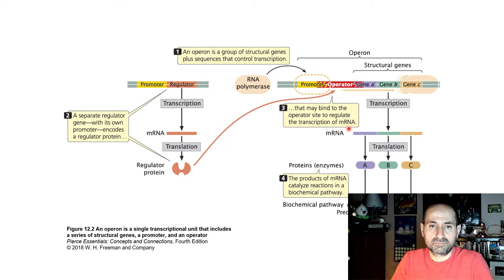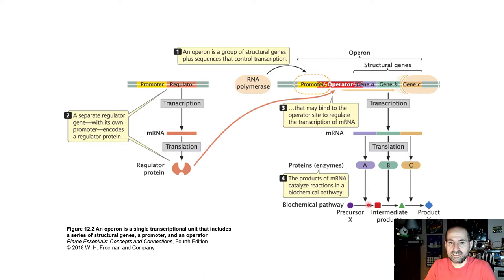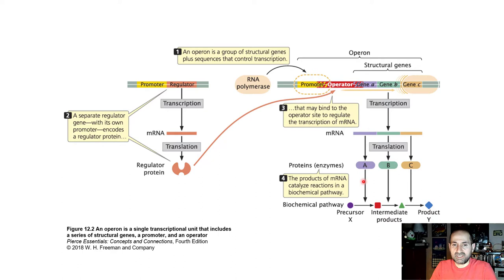Now, once this is transcribed, remember the RNA polymerase transcribes this operon. Remember I said you end up with one really long mRNA with gene information for gene A, gene B, and gene C. Three different gene information on one really long mRNA, and that's translated into protein A, protein B, protein C, which usually plays a role in some biochemical pathway. So protein A might convert precursor X to an intermediate product. Protein B will convert that square product into a triangular product, and protein C may then make the final product Y. Does that make sense?